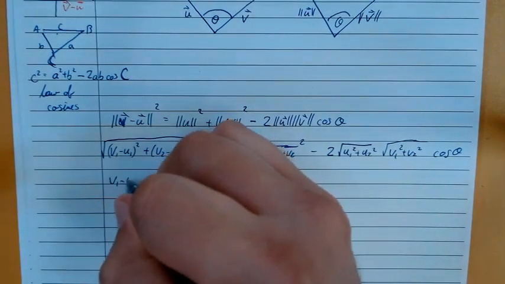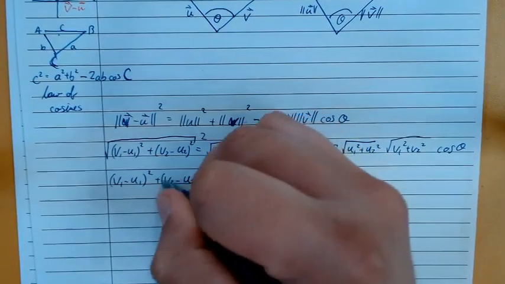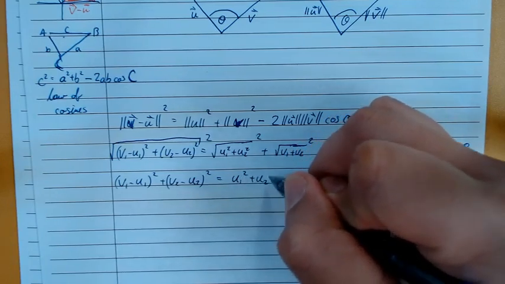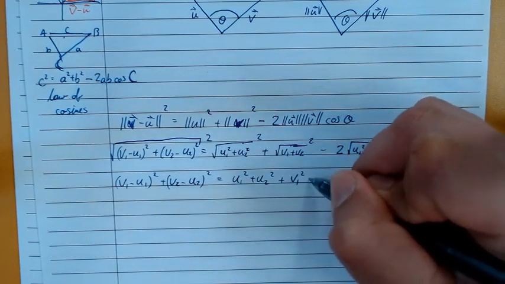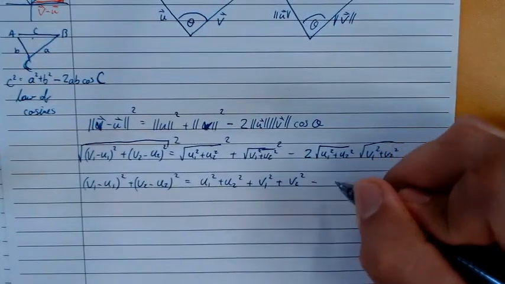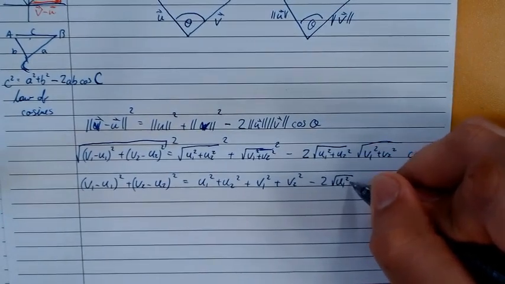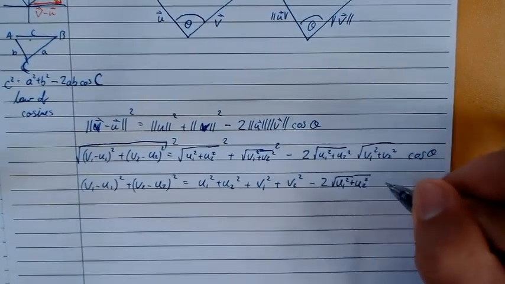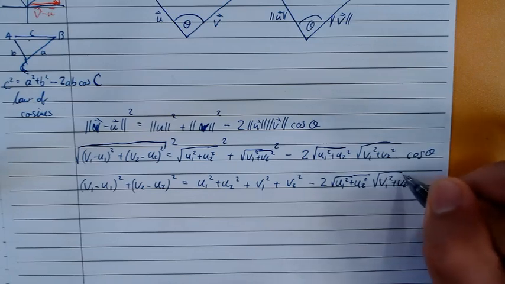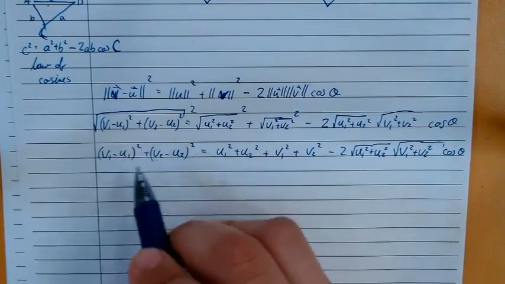So that's just v1 minus u1 squared plus v2 minus u2 squared equals u1 squared plus u2 squared plus v1 squared plus v2 squared minus double, now these don't have any squares to get rid of the square roots, so those square roots are going to stay there, times the square root of v1 squared plus v2 squared times the cosine of the angle theta. Okay. Now notice these expand.